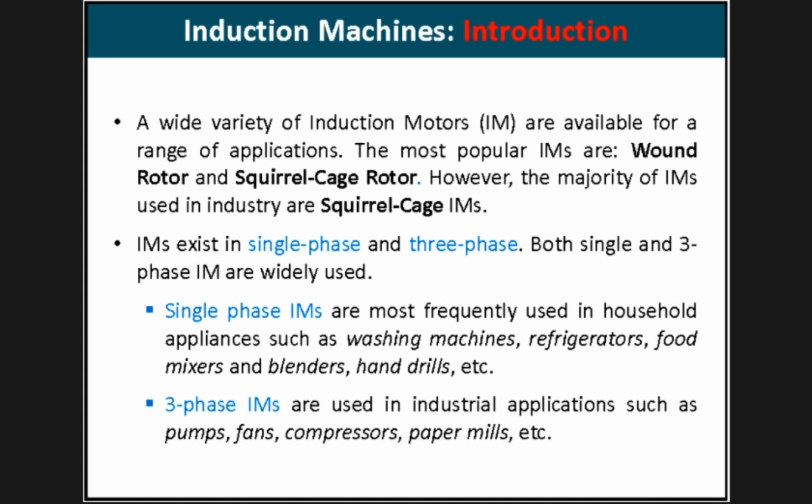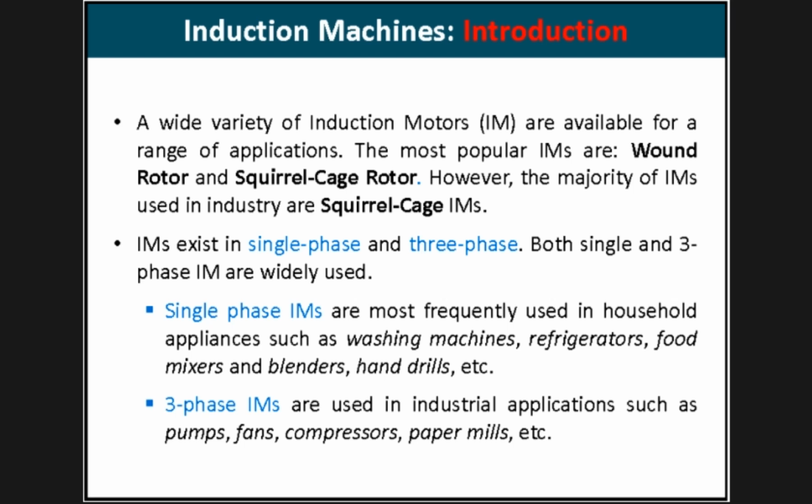A wide variety of induction motors are available for a range of applications. The most popular induction motors are wound rotor and squirrel cage rotor induction machines. However, the majority of induction machines used in industry are squirrel cage induction machines. You will know what is meant by wound machine and squirrel cage machine in my next few slides. Induction motors exist in single phase and three phase both, right? Both single and three phase induction motors are widely used.